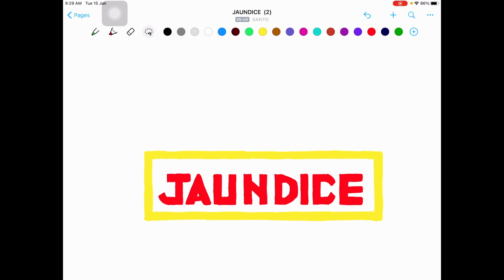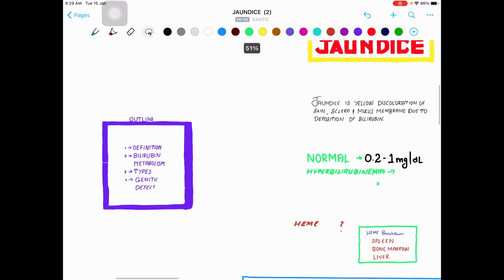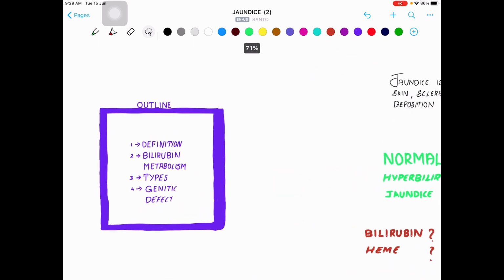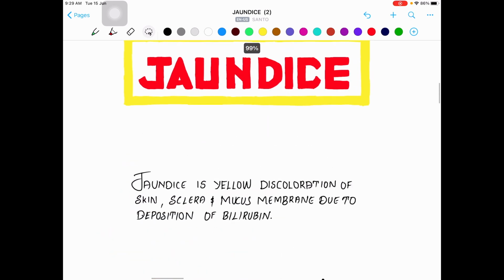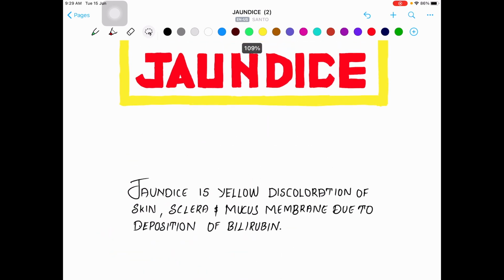Today, we will discuss jaundice. We will talk about the definition, bilirubin metabolism, which is important in understanding jaundice, types or the classification of jaundice, and finally, we will talk about the main genetic defects leading to jaundice. So, jaundice is the yellow discoloration of skin, sclera, and the mucous membrane due to the deposition of bilirubin.